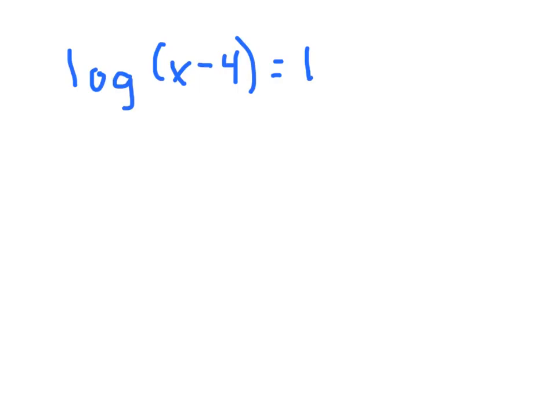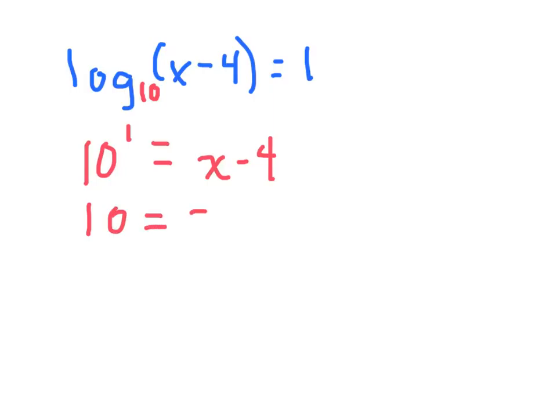Now to solve this, I'm just going to rewrite it in exponential form. Remember, if you don't see a base, it's base 10. So now, in exponential form, 10 to the first equals x minus 4. So 10 equals x minus 4. Add 4 to both sides, x equals 14. So by the age of 14 years, a girl has attained 97% of her adult height.